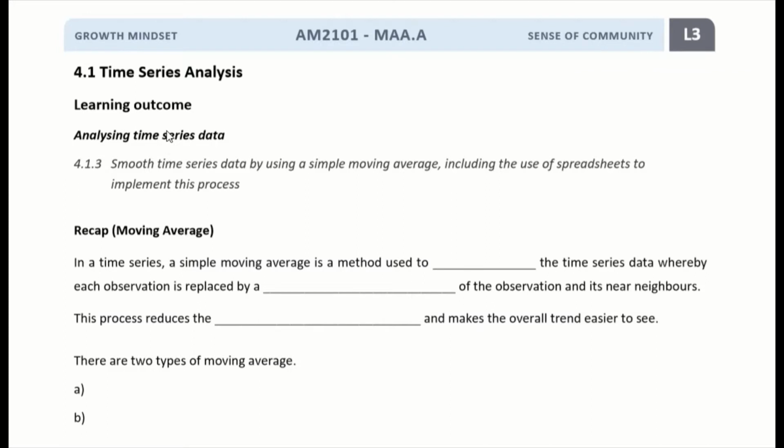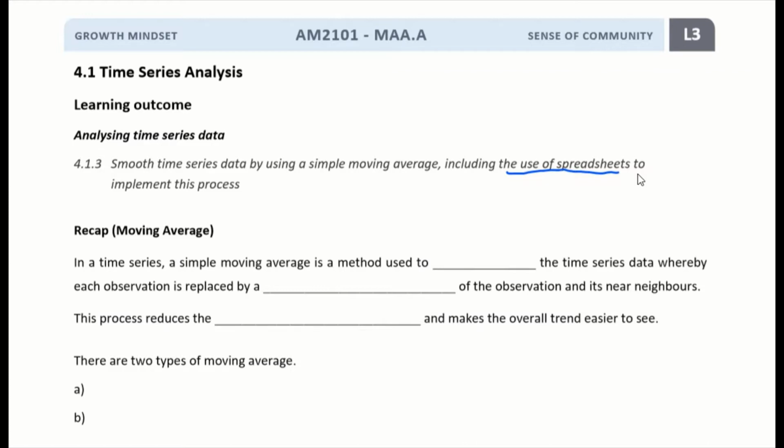As you can see, the learning outcome for this lesson is exactly the same as the previous lesson, which is how to smooth the time series data by using simple moving average. But for today's lesson, we are going to focus on how we can use a spreadsheet, which means how we can use TI Inspire to help us implement the whole process of moving average. Other than that, we are also looking at how to create another shortcut formula for simple moving average so that we can shorten the process that we need to carry out if we are doing even point moving average.